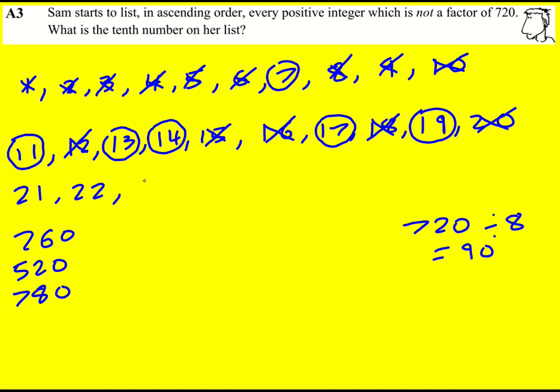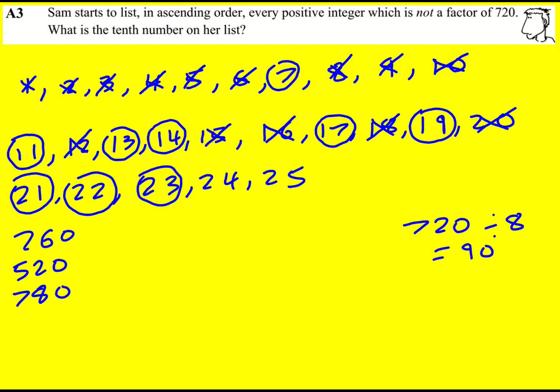21, 22. 21 doesn't go into it because 7 doesn't, and 22 doesn't because 11 doesn't. 23 is a prime number and doesn't go into it. 24 is 8 times 3, and both of those go into it. 25. Now 5 goes into it, which would give 144 if we divide it by 5, but then 5 doesn't go into 144, so it doesn't go into it twice. And so that ends up being our 10th. 1, 2, 3, 4, 5, 6, 7, 8, 9, 10.